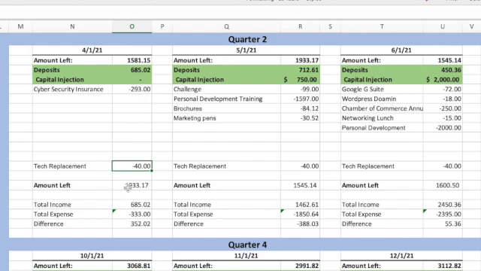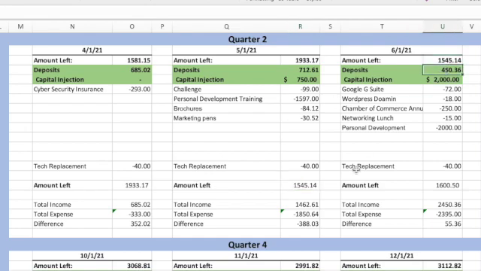Then in May, you see it continue again. So you've got the $1933.37 left over, or $1933.17 left over. They have some deposits. They also happen to have a capital injection that month. And they really dug into some personal development. So there was a challenge. Who knows what that was? Maybe that was a challenge to their Facebook group, and the winner of the challenge would receive a $99 gift card. Here was another personal development thing. Some marketing materials were purchased. And then again, there is that sinking fund. Amount left is $1545.14, which gets carried over.